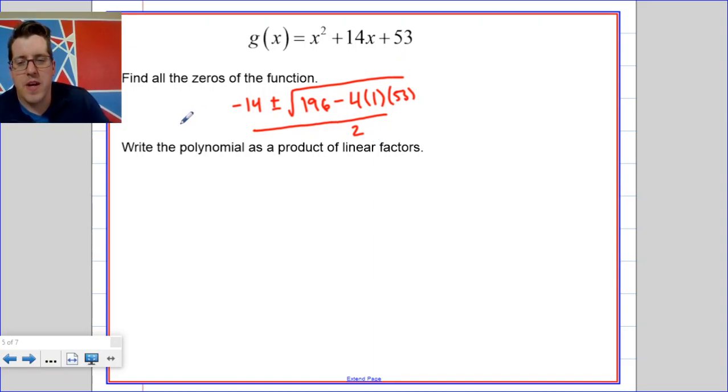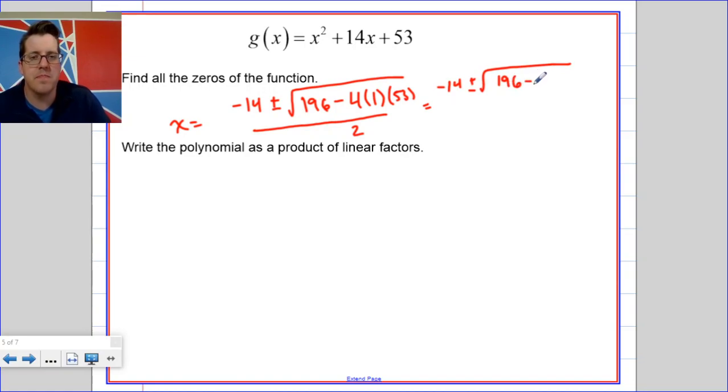So when I'm finding the zeros, remember that means I'm looking for the x values that will punch out 0, or they'll give me an output of 0. And these are going to be imaginary. So negative 14 plus or minus the square root of 196 minus, what is that? 212?